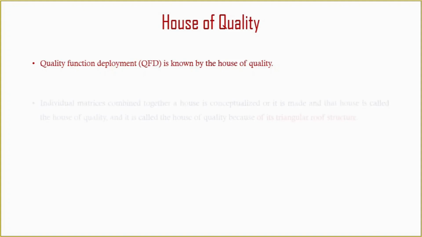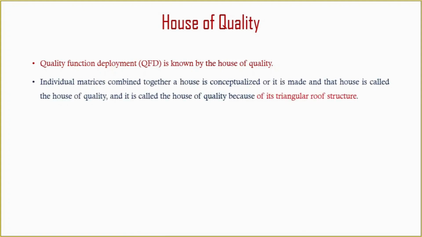So what is happening here? There are some individual matrices, and these individual matrices combined together, a house is conceptualized or made, and that house is called the house of quality. Why? Because of its triangular roof structure that we are going to see in the next slide.